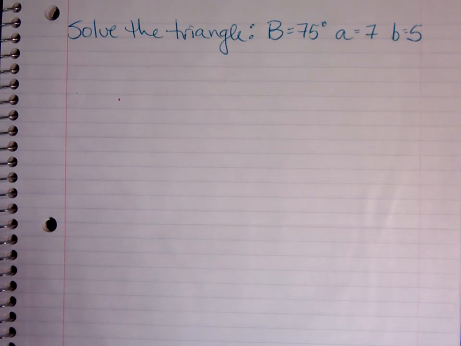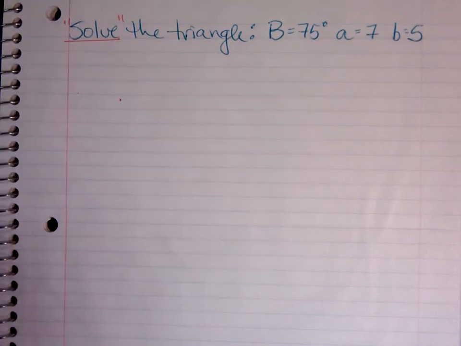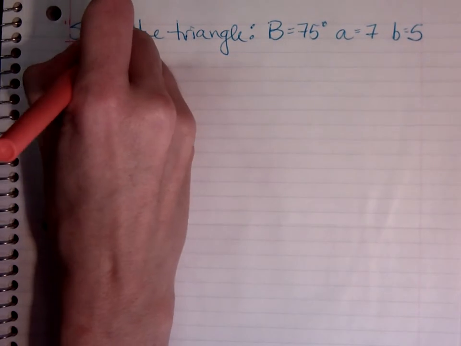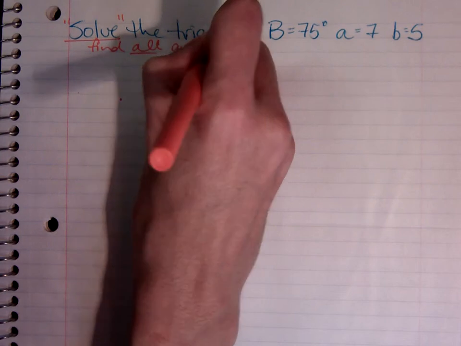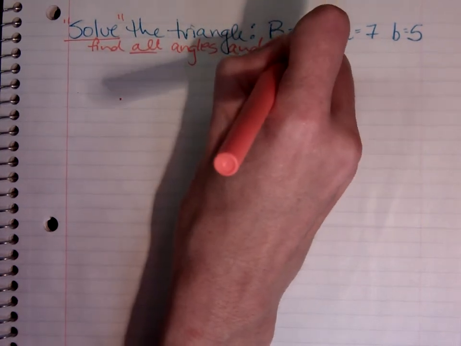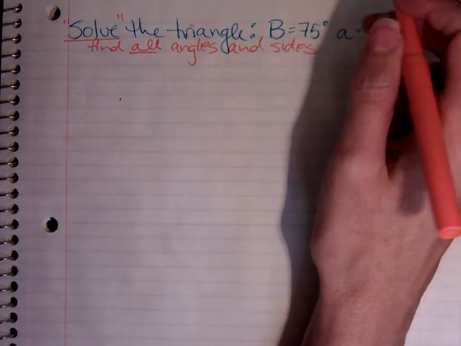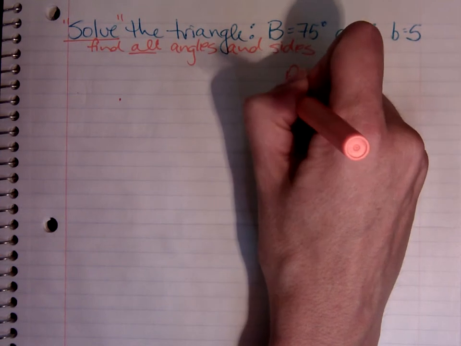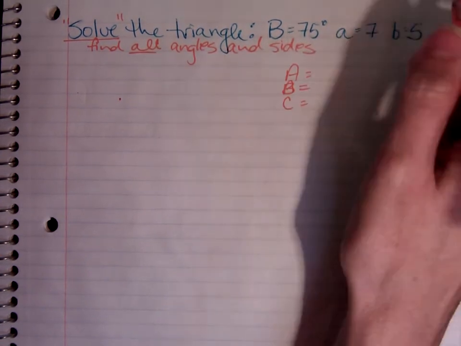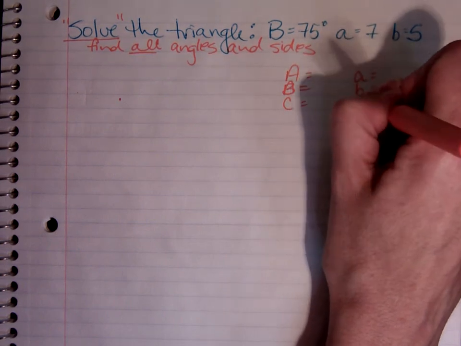So what about when we're given some information and asked to solve the triangle? Well, what solving the triangle means, remember, is to find all angles and sides. So we're eventually going to want to figure out what angle A is, what angle B is, what angle C is, and then side A, side B, and side C.